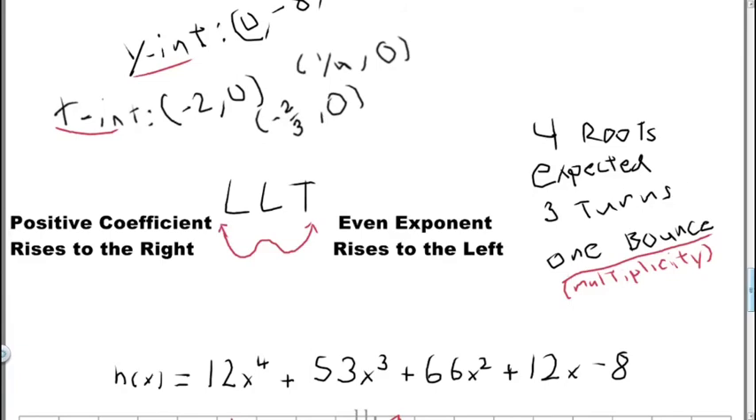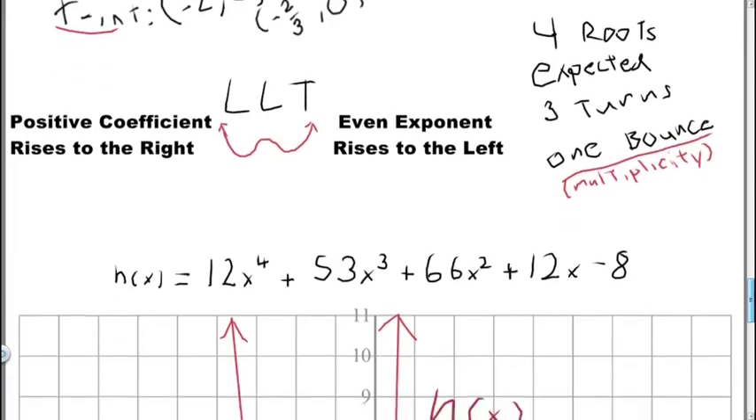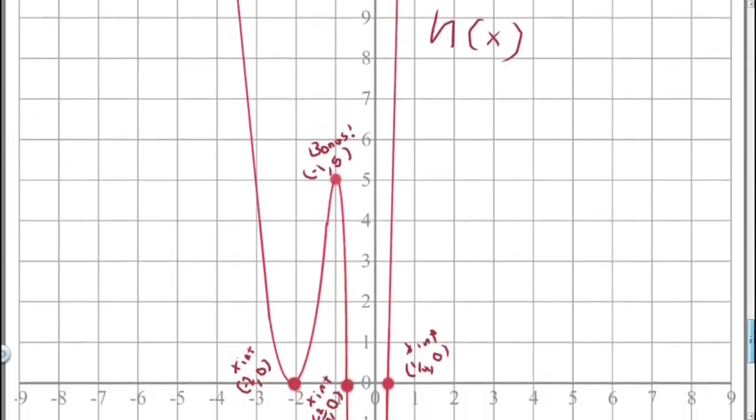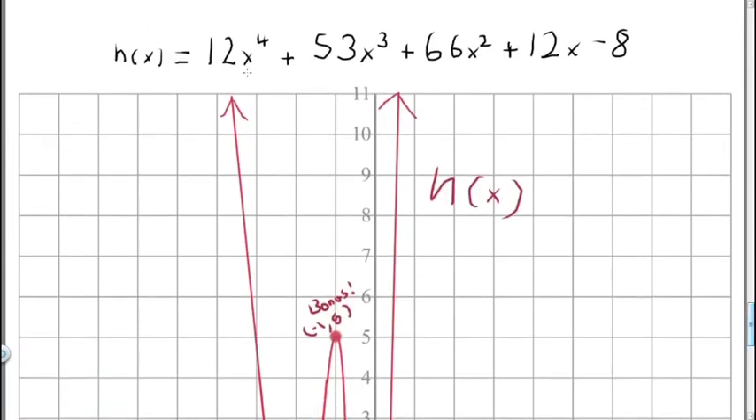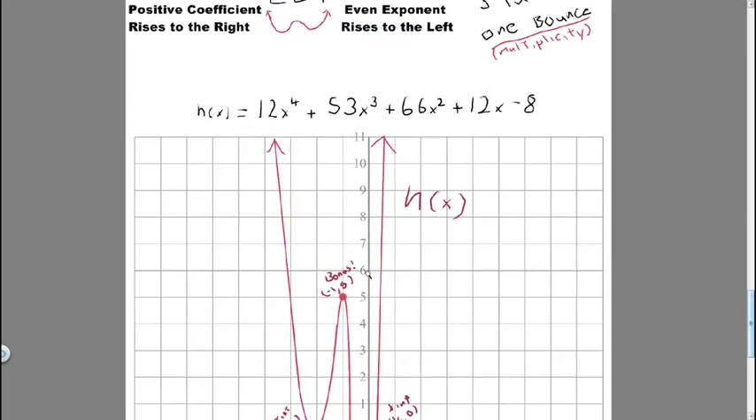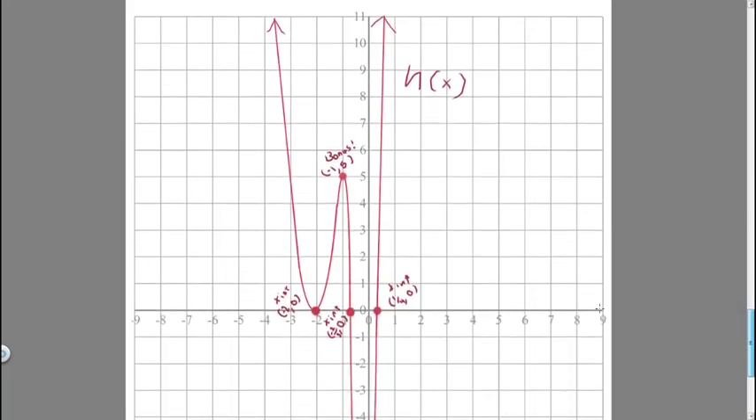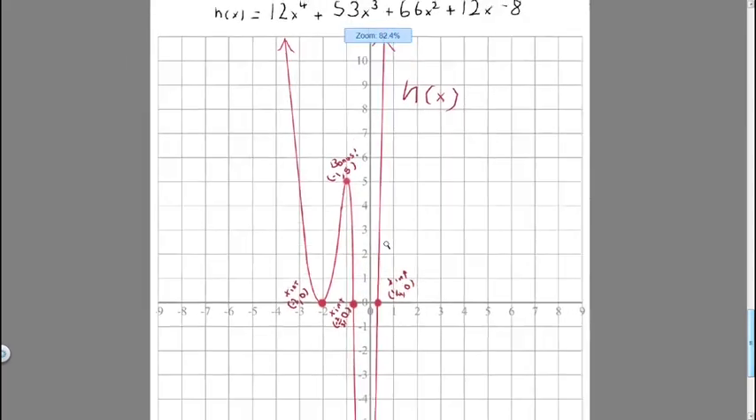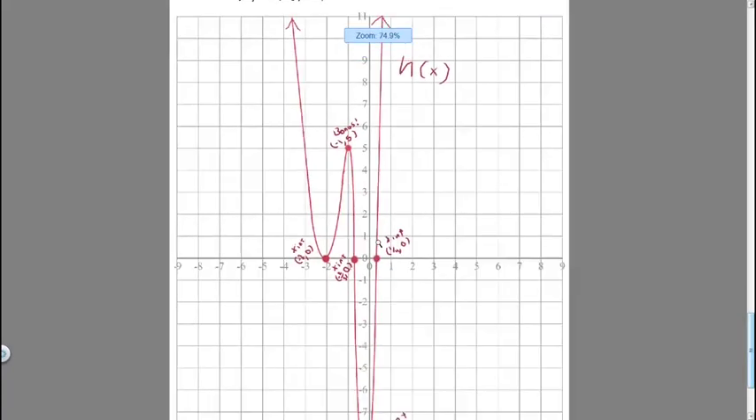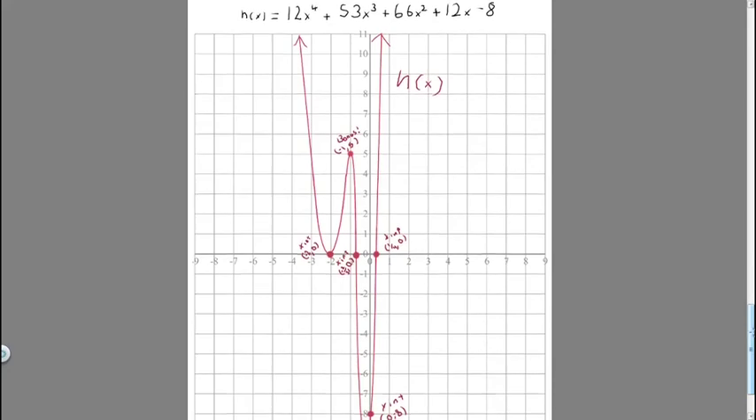So now it comes time to graph the equation. H of x equals 12x to the 4th plus 53x cubed plus 66x squared plus 12x minus 8. And as you can see here, we get everything that we need. There's h of x, it's graphed. The left and the right side, they rise. The left side rises to the left, right side rises to the right. Cool. So here's a whole graph. There you have h of x right there.